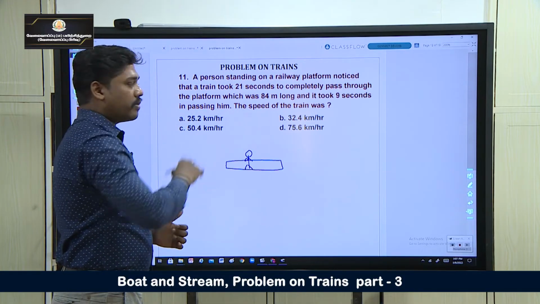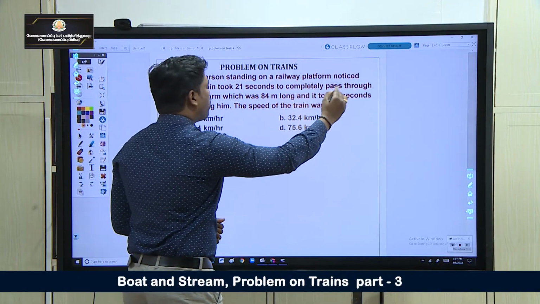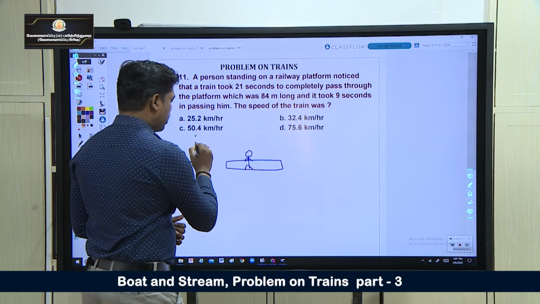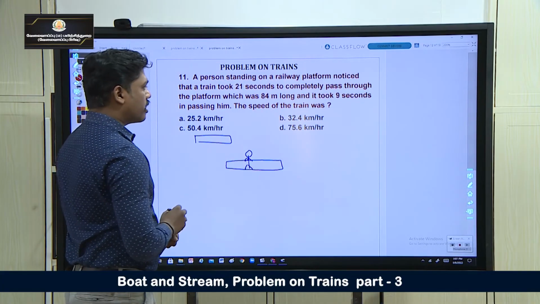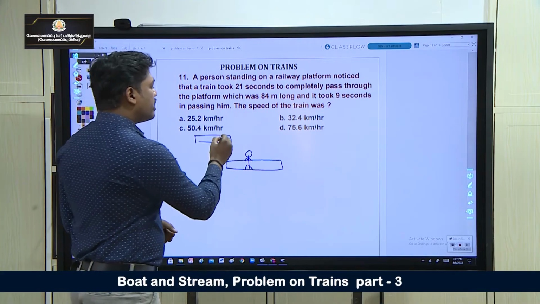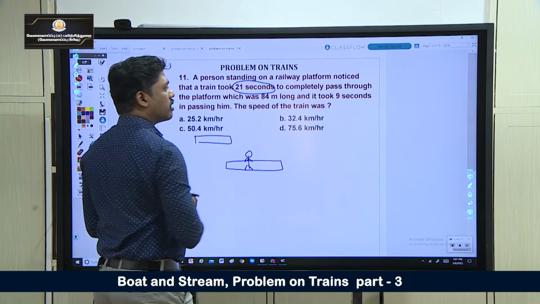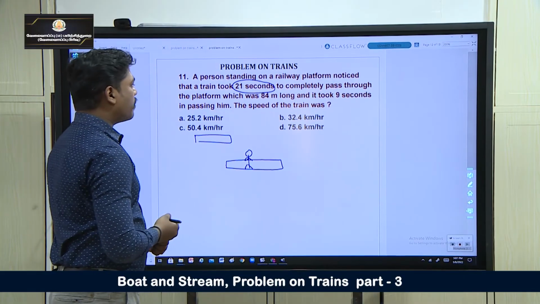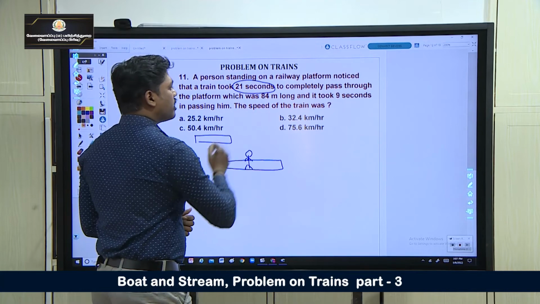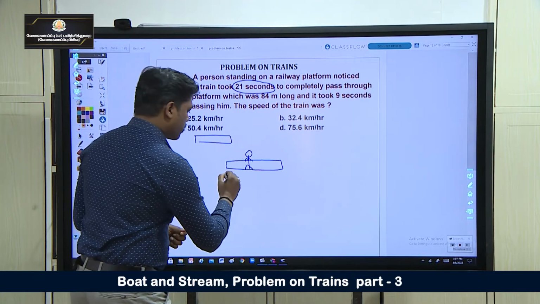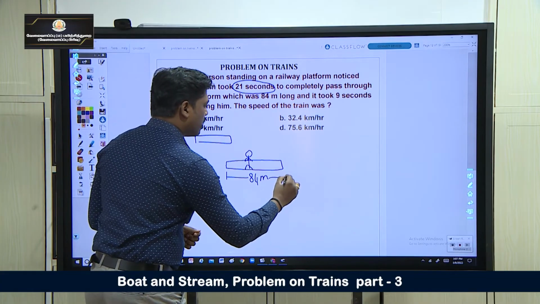He noticed a train took 21 seconds to completely pass through the platform. So here a train is moving. This guy is noticing that this train overtook the platform in 21 seconds, completely passing through the platform, which was 84 meters long. So this platform length is 84 meters.